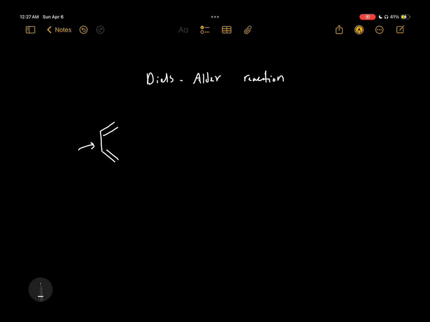And then the dienophile is a molecule that loves reacting with the diene, and it usually contains a double or triple bond and has electron-withdrawing groups like carbonyls or nitriles to make it more reactive. For example, this molecule would be our dienophile, reacting with our diene.